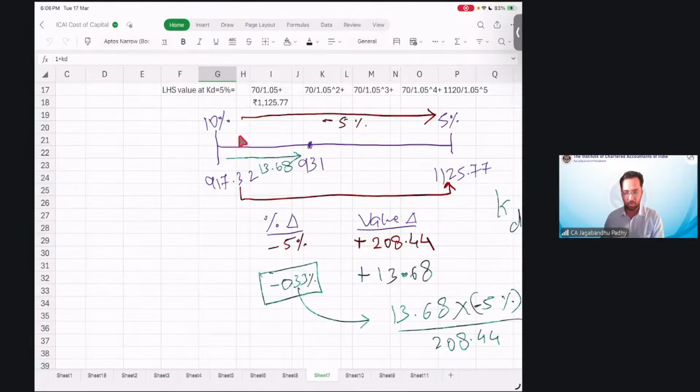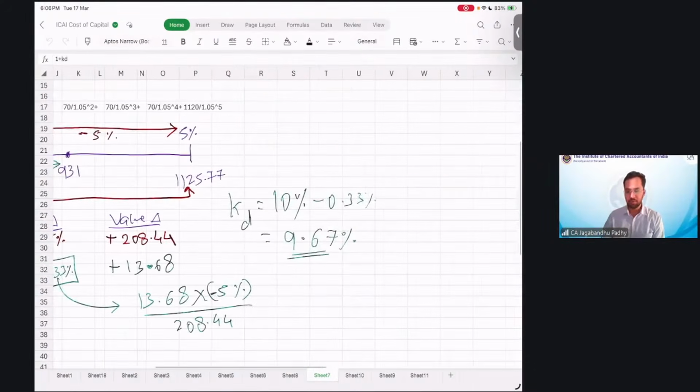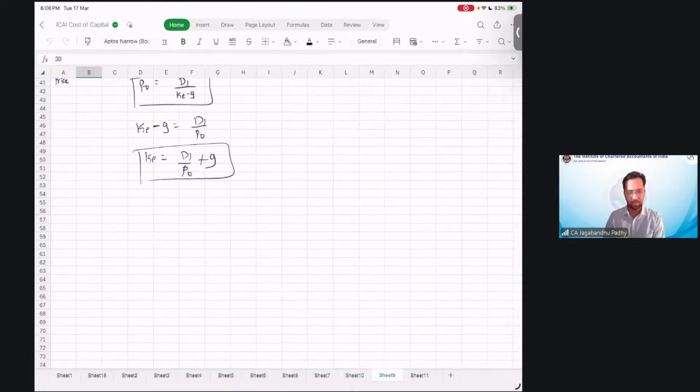So percentage change that we see from 208.44, we just add to it 13.68, because we want to make it from 917 to 931. So that's 13.68. And then we do the cross multiplication to arrive at the differential number. And that differential number is essentially subtracted from 10%, which will give us the cost of debt on approximate basis. Same way, we even do it for the preference share on approximate basis.